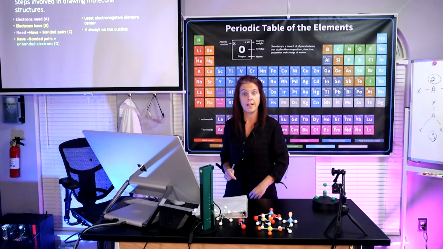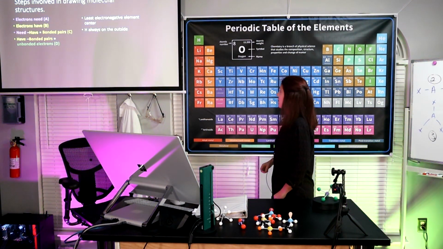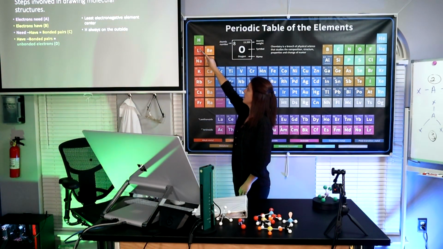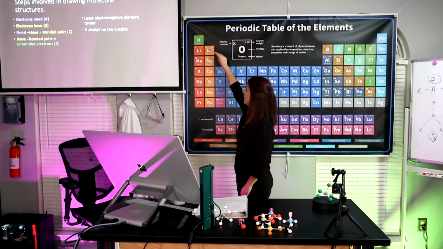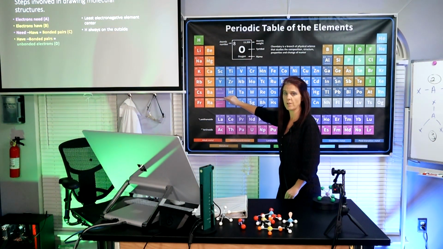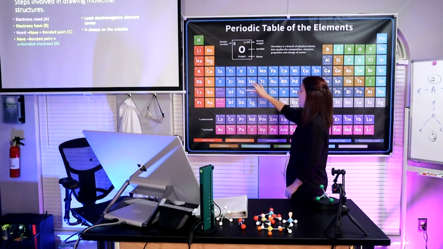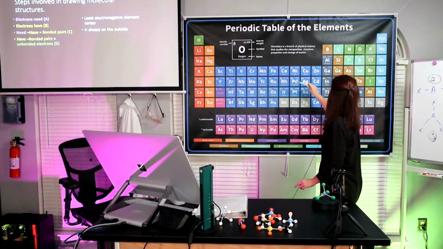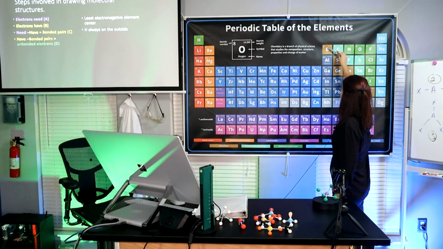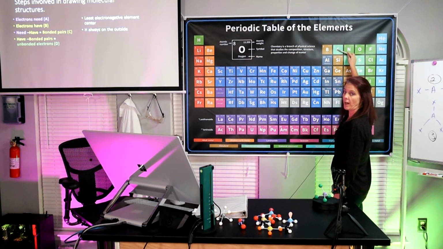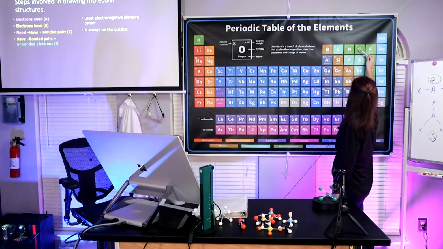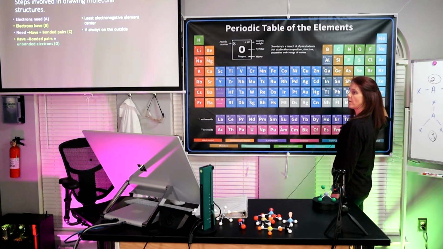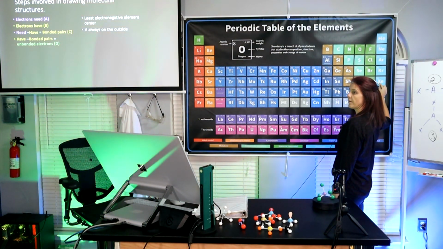So let's do a quick recap of our valence electrons. Using the periodic table, this is group 1, and everything in group 1 has one valence electron. Everything in group 2 has two valence electrons. Our transition metals are going to have variable valencies. Over here on the right-hand side, everything in group 3A or group 13 will have 3 valence electrons. Everything here will have 4 valence electrons. And moving on, we have 5 valence electrons. Group 16 will have 6 valence electrons. Group 17 will have 7.